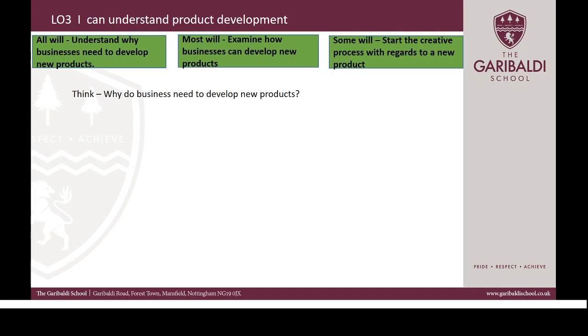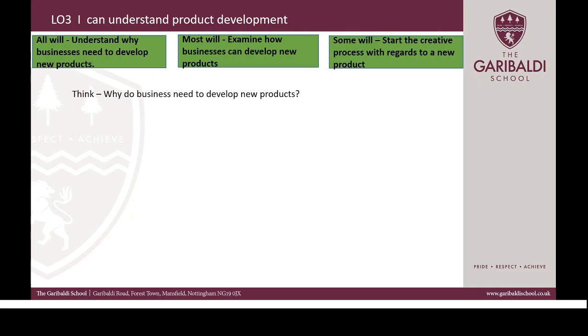Another reason why businesses develop new products is they like to innovate. So, for example, a company like Dyson is built and founded on being innovative, developing new products. So they do it because it's part of their company ethos, the way they work and the way they operate.